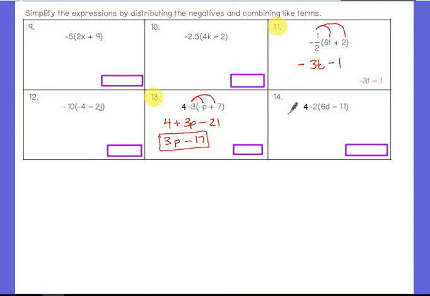I'll leave 14 for you to do a little bit later. I'm going to move on. You'll have time to check that later. To number 15.